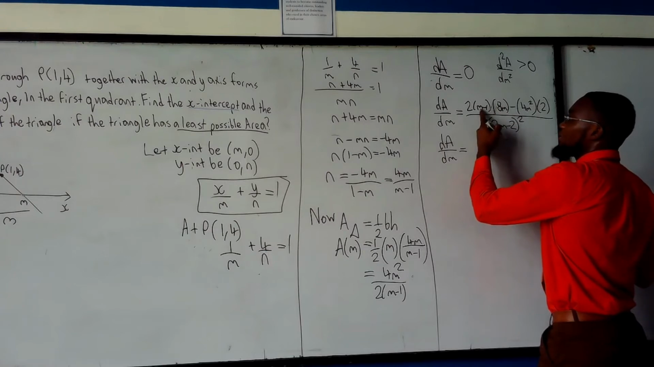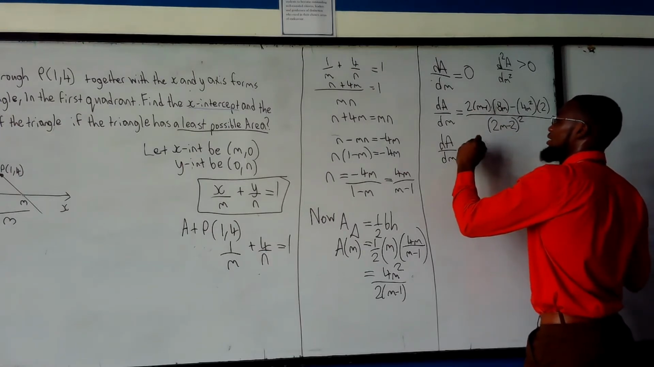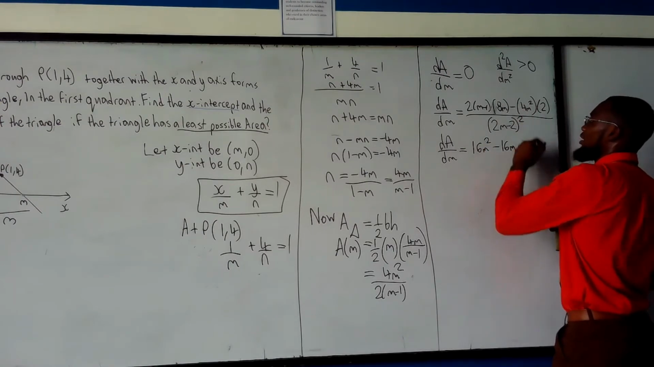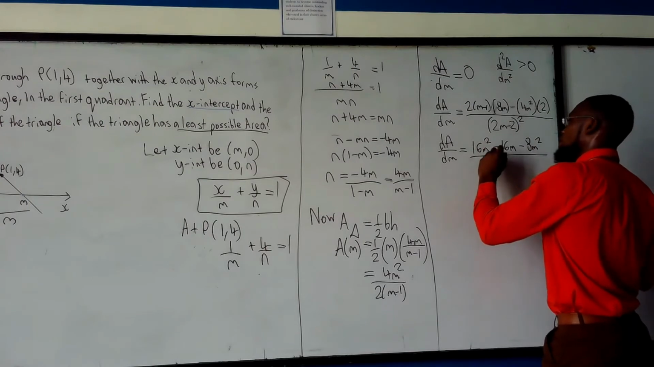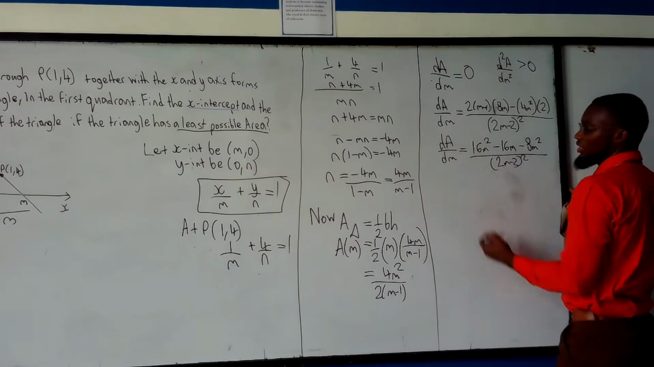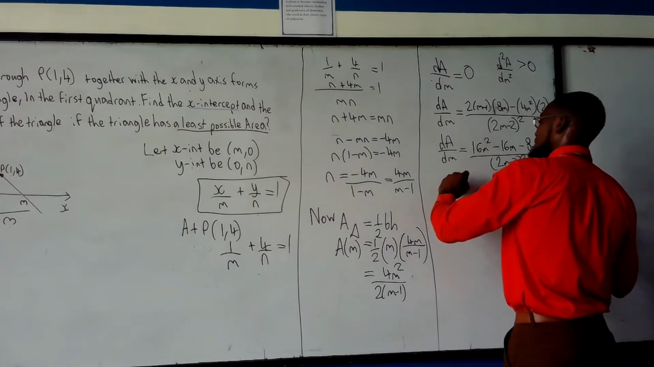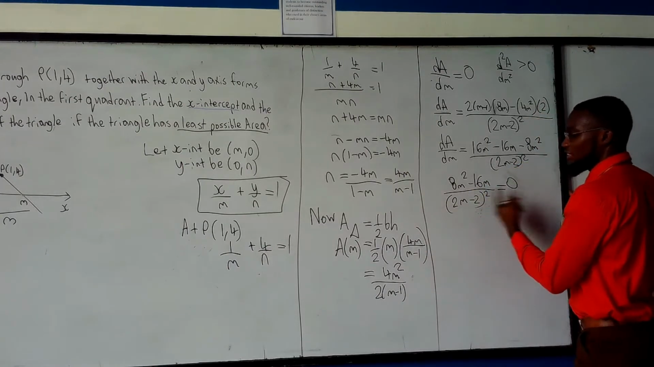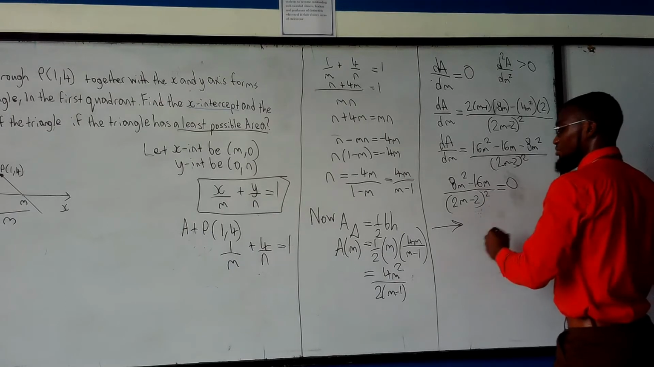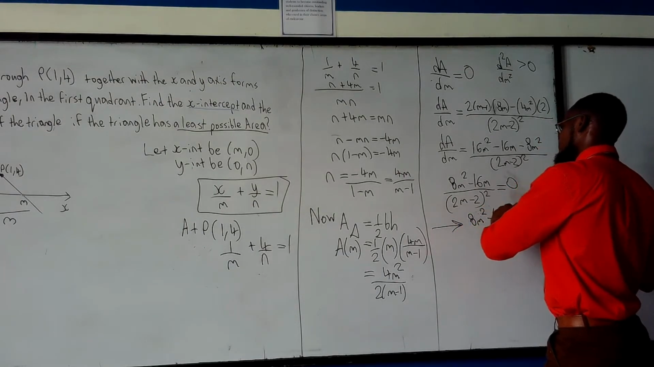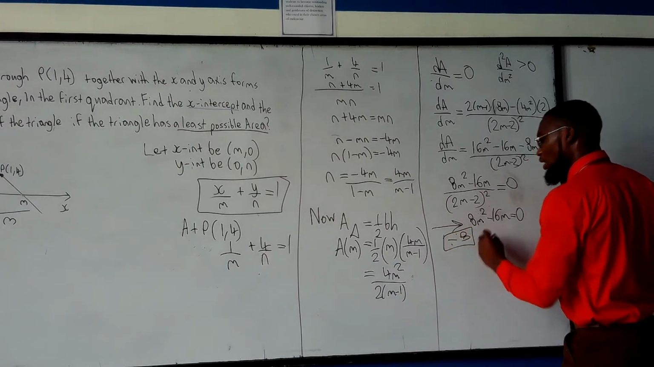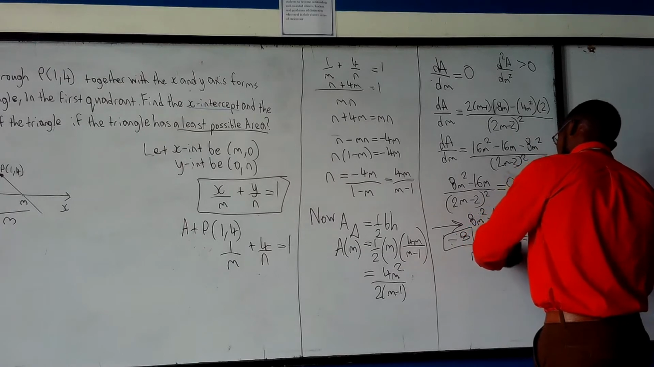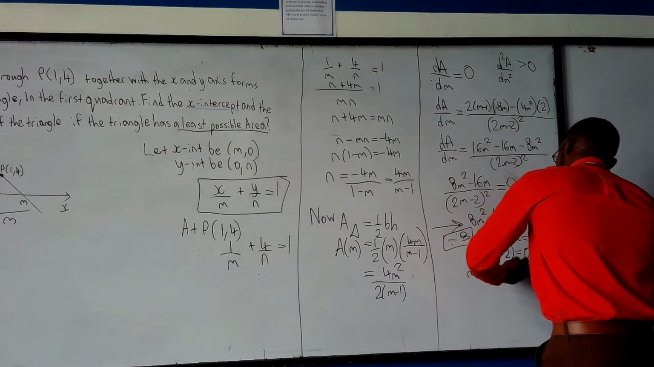So dA by dm is equal to, we can expand that out right here. 8 times m is 8m, times 2 is 16, so that's 16m squared minus 16m, then minus 8m squared, over 2m minus 2 all squared. Now 16 minus 8 is really 8m squared minus 16m over 2m minus 2 all squared, equals 0. If this is 0, then 8m squared minus 16m is 0. We can divide through by 8. We're going to get m squared minus 2m equals 0. Now we factorize and get m equals 0 or m equals 2.